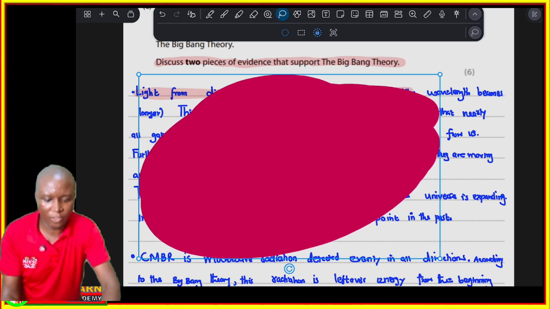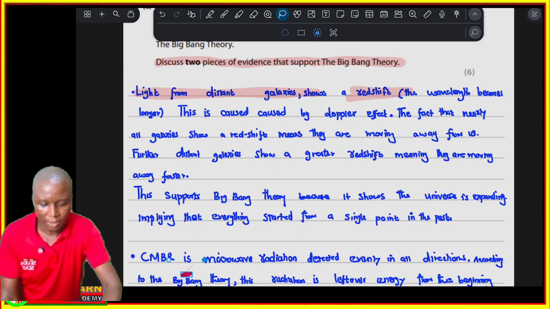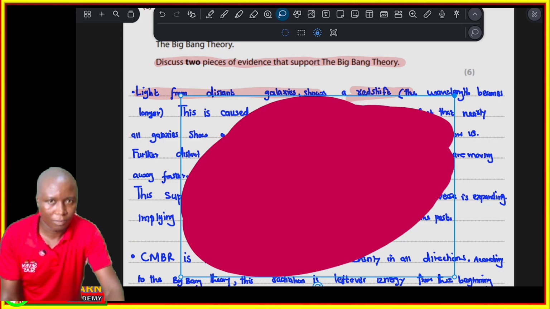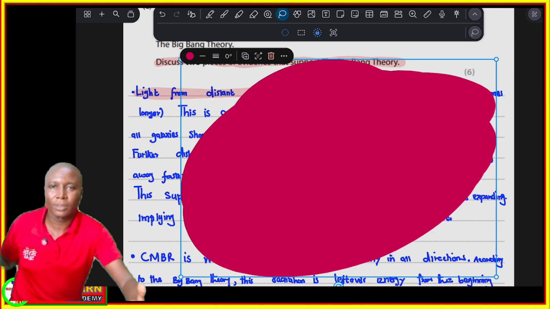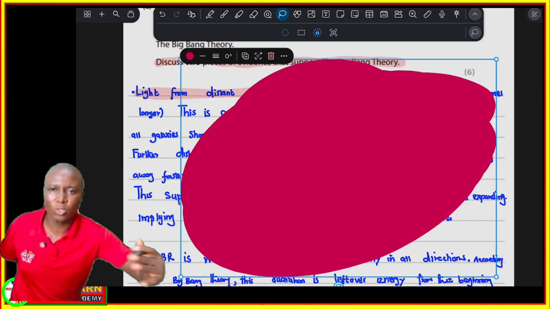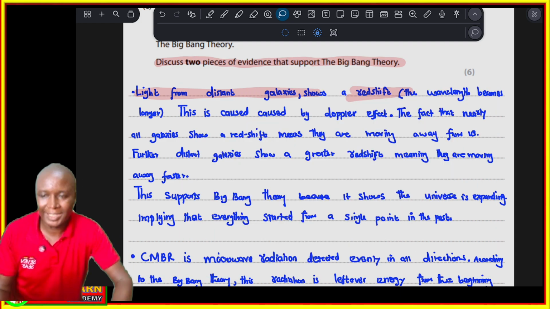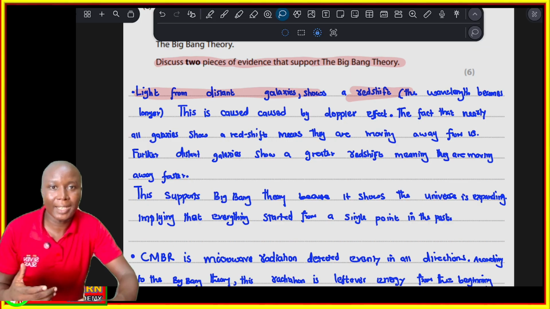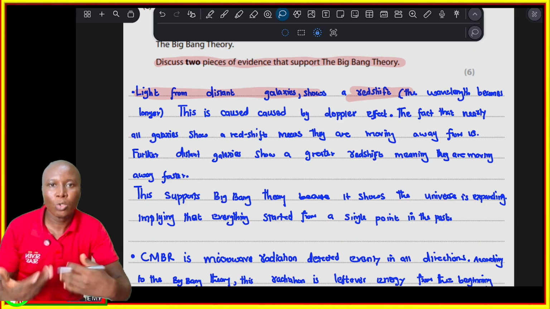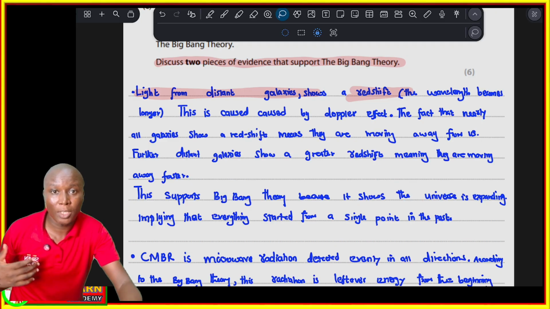The universe originated from a single dense point which expanded over time. So since the universe is expanding, it means that different galaxies are going to be moving apart from each other. So light from distant galaxies is going to show a redshift, because the galaxies will be moving away, and then due to the Doppler effect, the observed wavelength is going to be longer.